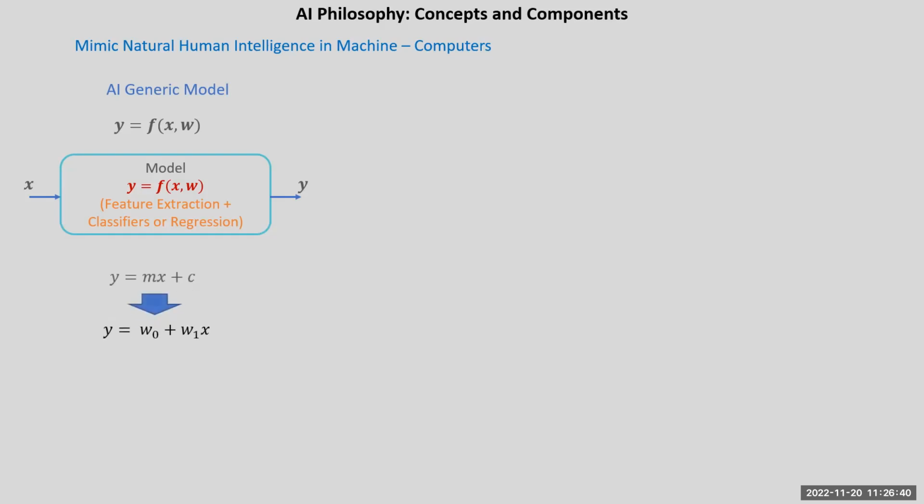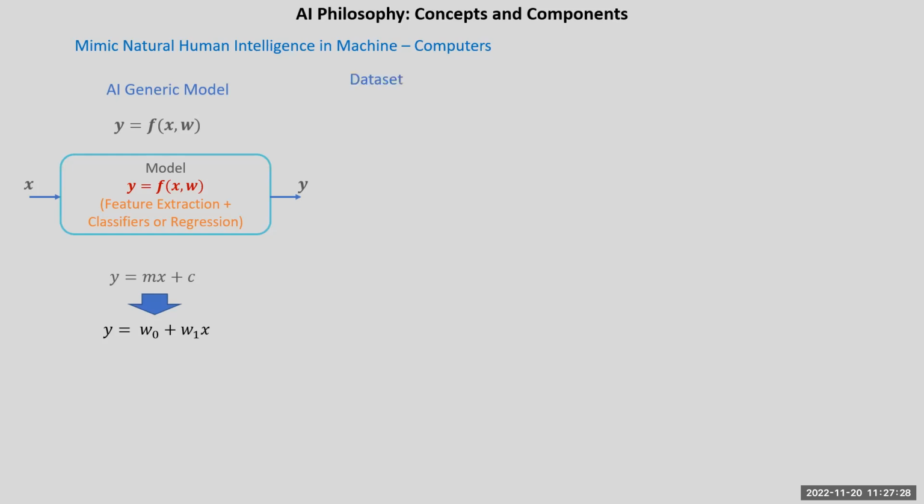The model is considered here as a simple straight line equation, y is equal to mx plus c, and that can be transformed into a form of w as y is equal to w0 plus w1x, where w0 is mapped to c while w1 is mapped to m. In this model, there are only two parameters. So once you know the parameters, you can use them in a real life application.